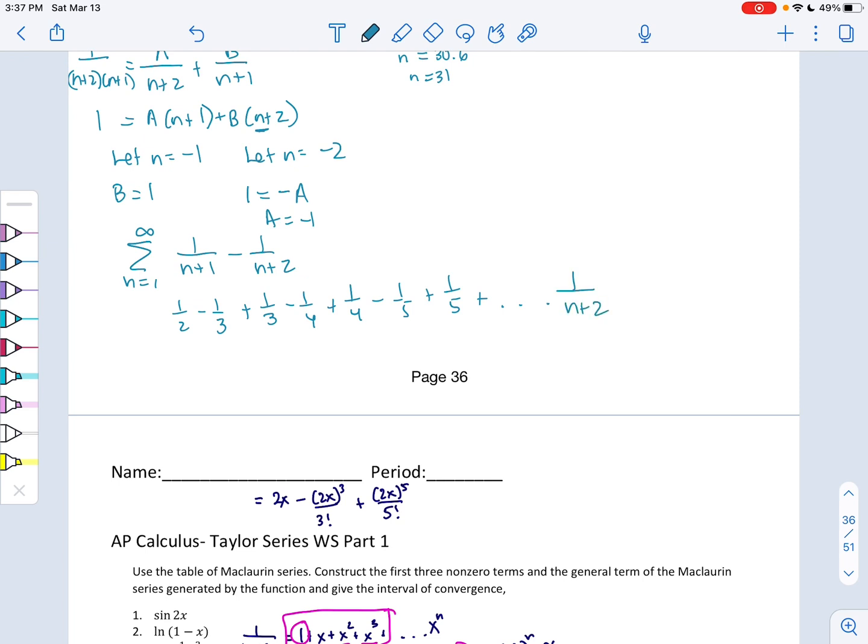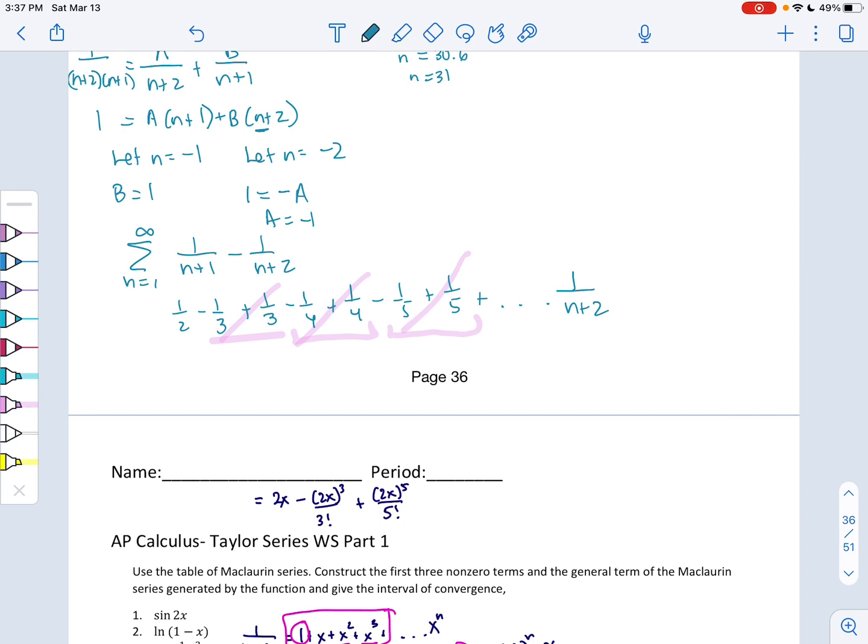Now the reason why we call this a telescoping series is that if you think about a telescope, the lenses collapse upon each other. So if you take a look at the terms, something neat happens here. You'll notice that the -1/3 and 1/3, in theory, negate each other. In theory, -1/4 and 1/4 will collapse upon each other. And the same thing goes for the next terms up until the last term of 1 over n plus 2.